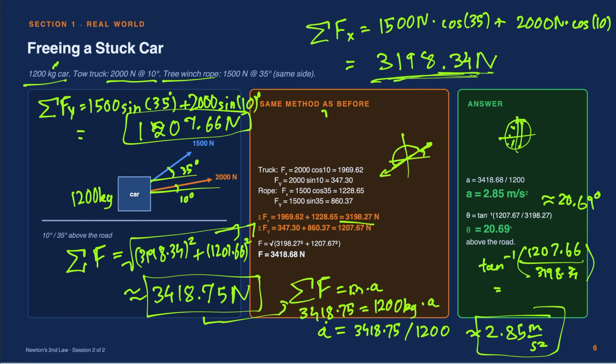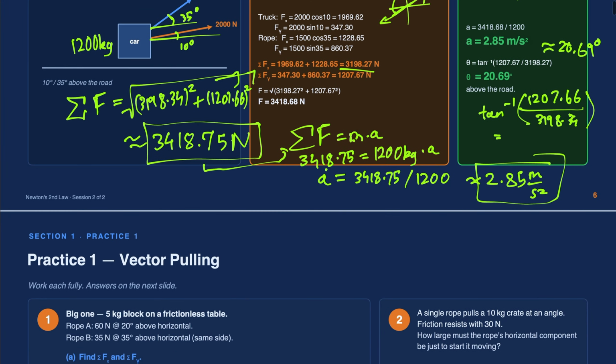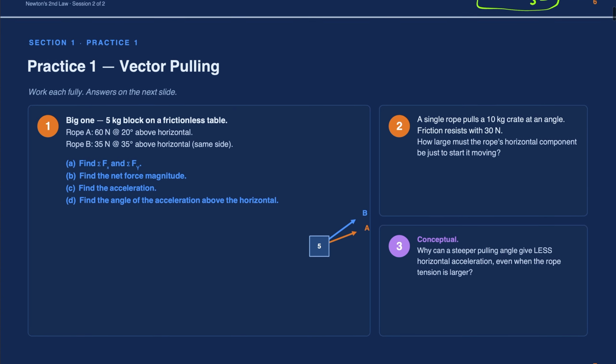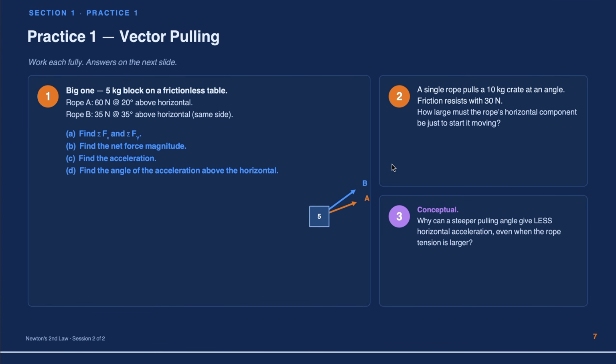So let's try some practice here. Okay. Rope A, so a big one, a 5 kg block is on a frictionless table. Rope A is 60 newtons at 20 degrees above the horizontal. And rope B is 35 degrees above the horizontal. 35. So net force X and net force Y is what we want to find.